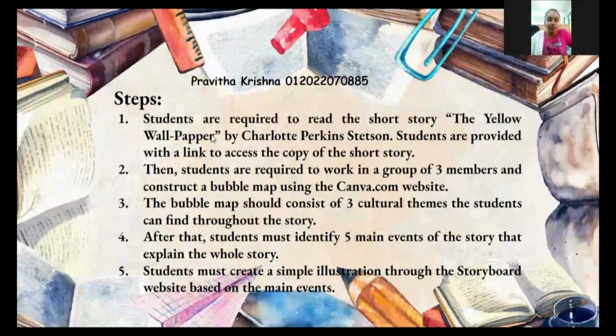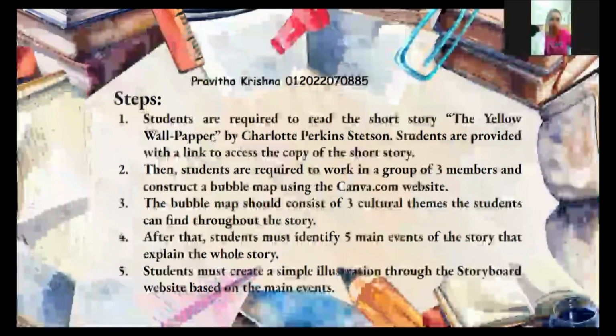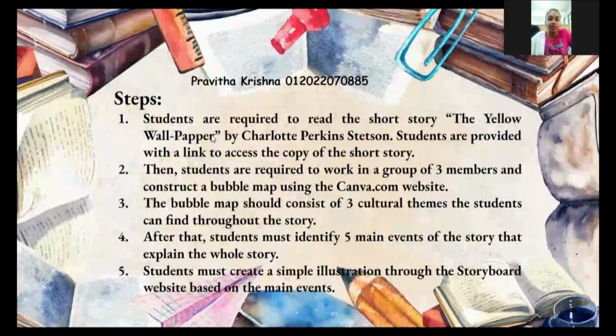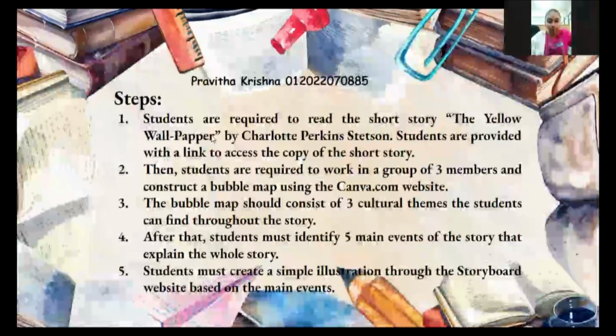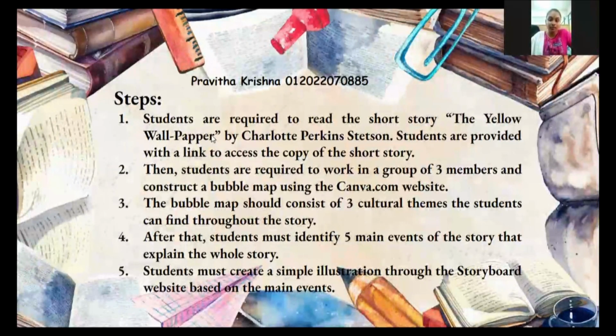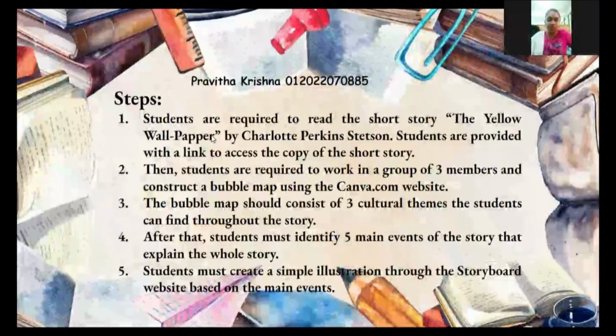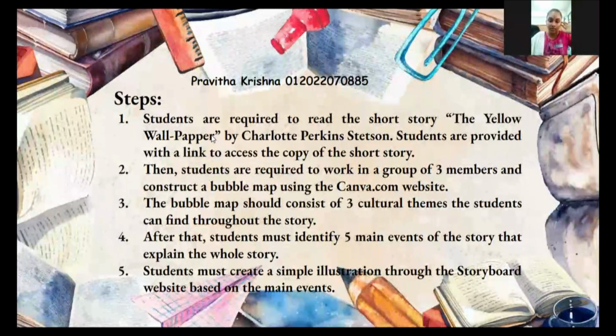Upon reading the story, the students should be able to identify the 5 main events that briefly explain the whole story. Upon identifying these 5 main events, the students must create a simple illustration through the storyboard website based on the main events. The storyboard.com website is a website where students can create stories by illustrating them. This can be done in a group or individually.